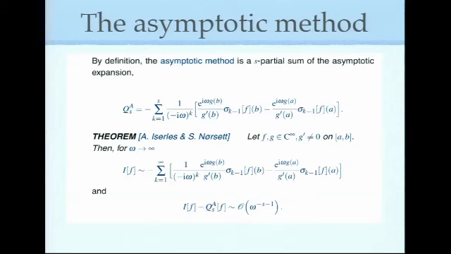are smooth functions and g prime is not equal to 0 on your interval of integration, then for large frequencies you can obtain the following asymptotic expansion for your integral, and your order of approximation by the asymptotic method will be 1 over omega to the power s plus 1.